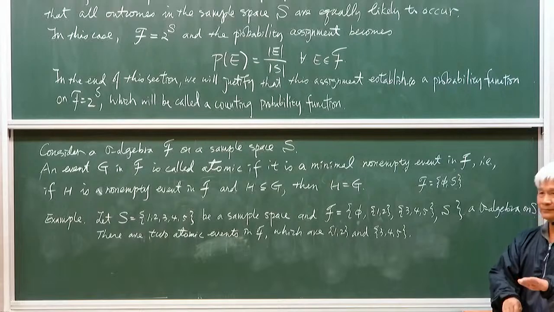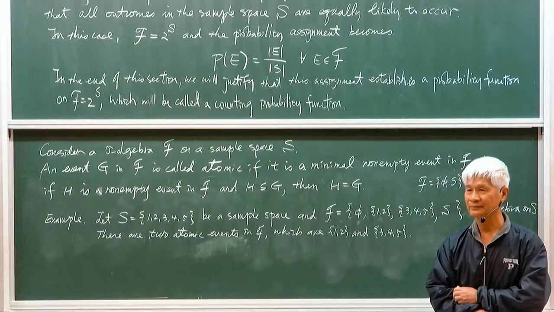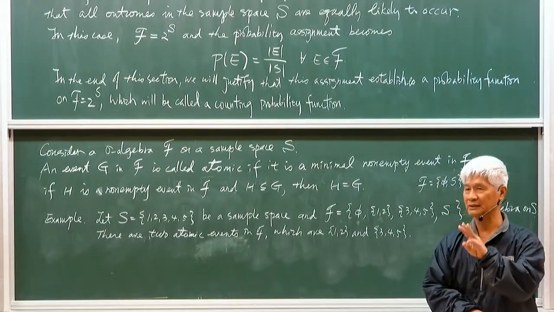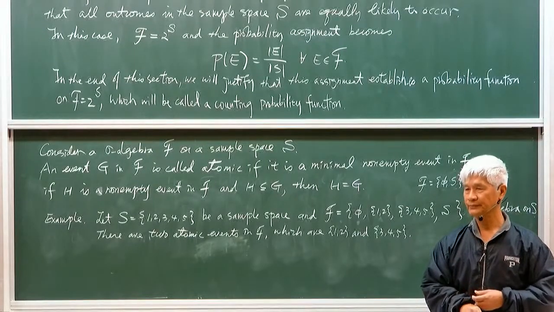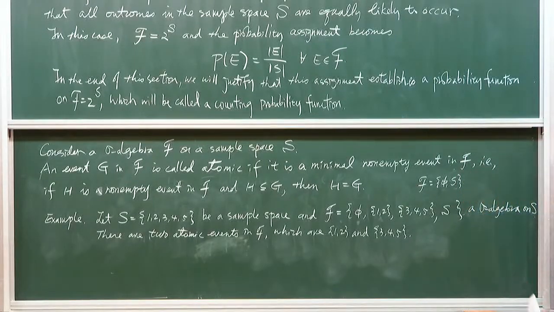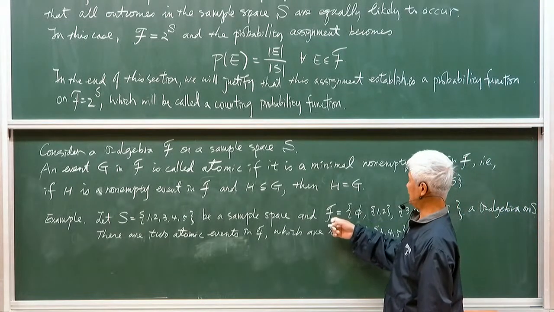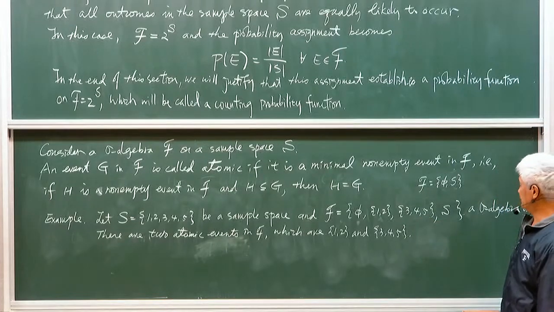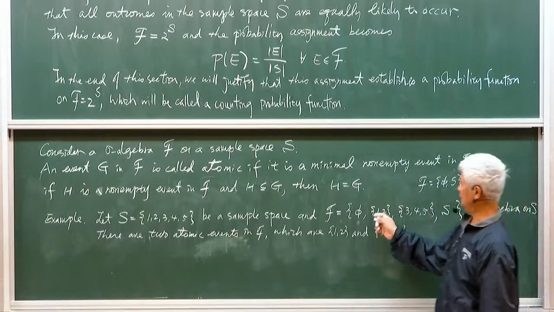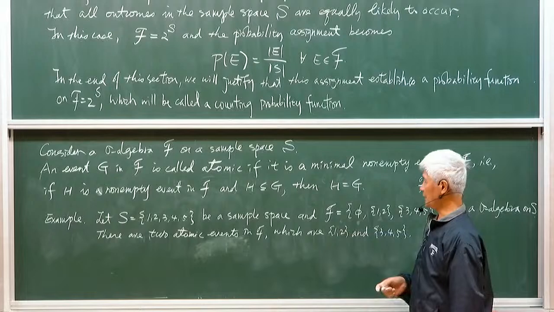Because these two elements satisfy the three conditions, including the countable union. So I select this one. Okay, it's a sigma algebra, and we find these two are atomic events.